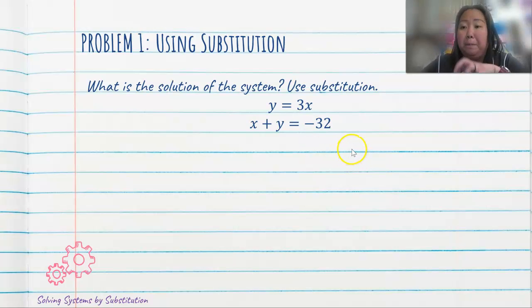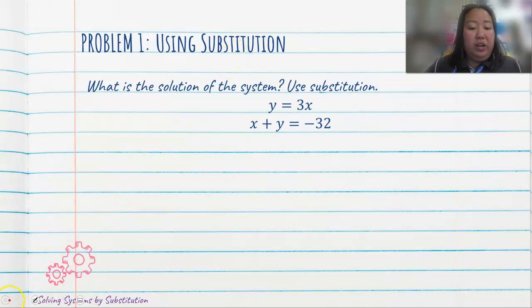Now, you cannot combine like terms if you have x and y variables. The only time that you can do your combining like terms is if you have the same variable together, all right? So what we will do is we will substitute one of the variables in terms of the other. So for example, in this case, we have the two equations, y equals 3x, and then the other one is x plus y is equal to negative 32, okay?